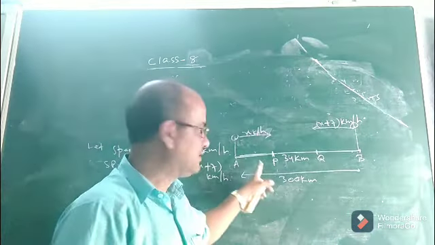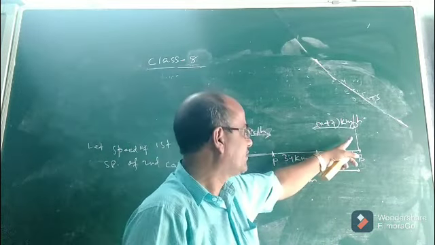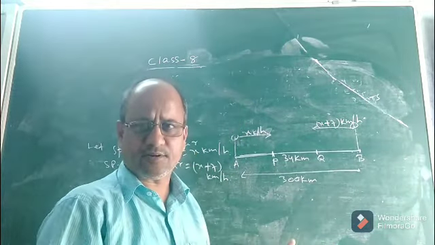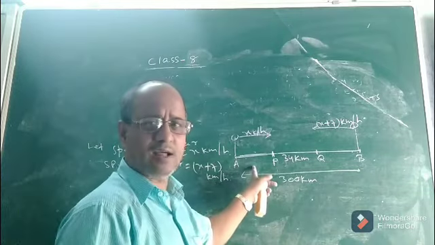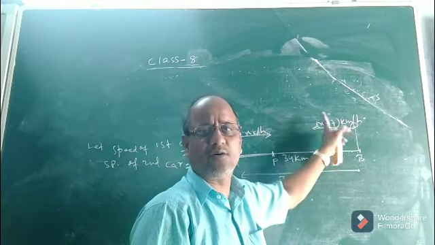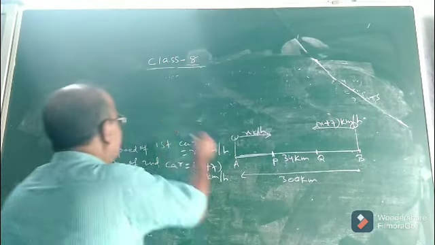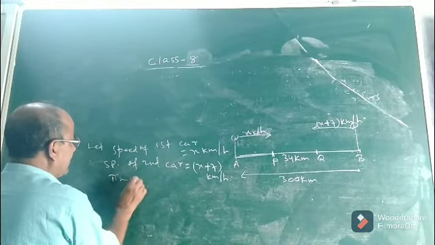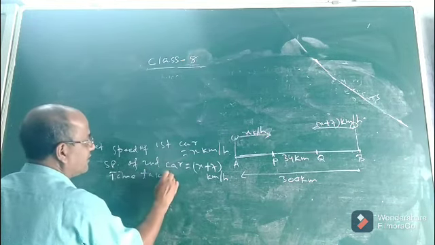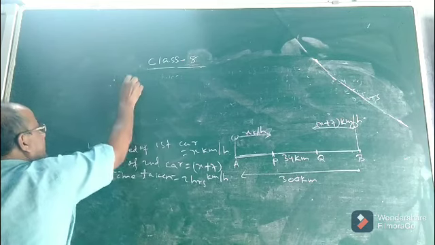That means in 2 hours, the car which leaves town A must have covered some distance, and similarly, in 2 hours the car leaving from town B will also have covered some distance. Now we have to find out how much distance the first car has covered in 2 hours and how much distance the second car has covered in the same 2 hours, because we know the speed of both the cars. So we are given the time taken, which is 2 hours. Now you find out what will be the distance.